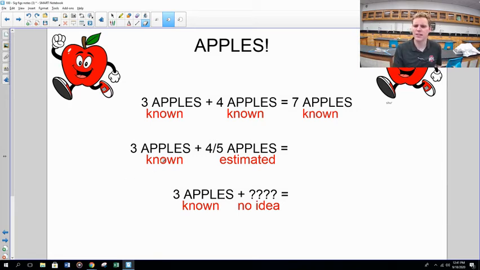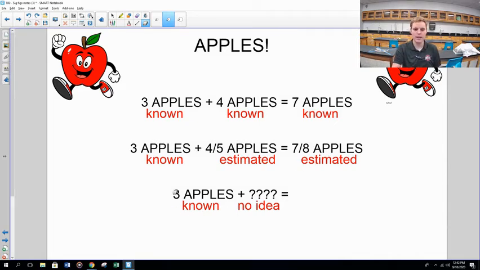But now a slightly different situation. So we have 3 apples that we know for sure, plus 4, maybe 5 apples. So this next value is estimated. So let's see what that does to our final answer. Well, before we knew we had 7 apples, now we're like, well, it's like 7 or 8 apples. And our final answer is ultimately estimated. So a known plus a known leads to something that we know. A known plus an estimated gets downgraded to an estimated.